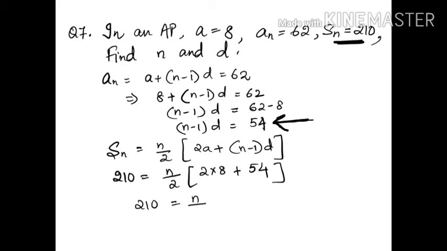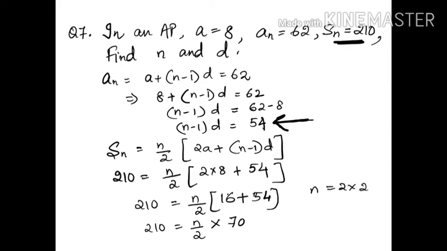210 is equal to n upon 2 times 16 plus 54. So this is 210 equal to n upon 2 into 70. So n is equal to 2 into 210 divided by 70. So solving these numbers, we get n equal to 6.